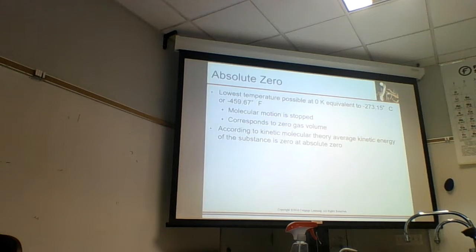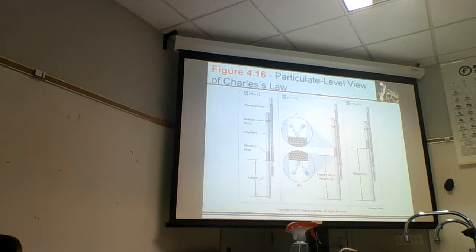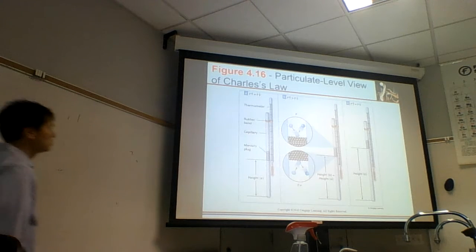Even though the atoms stop moving at 0 Kelvin, they're made of little tiny particles called electrons. And those electrons actually don't stop moving at 0 Kelvin. Those electrons continue to move. That's called the zero-point energy. And so the kinetic energy of the atoms is zero, but there's still zero-point energy residual.